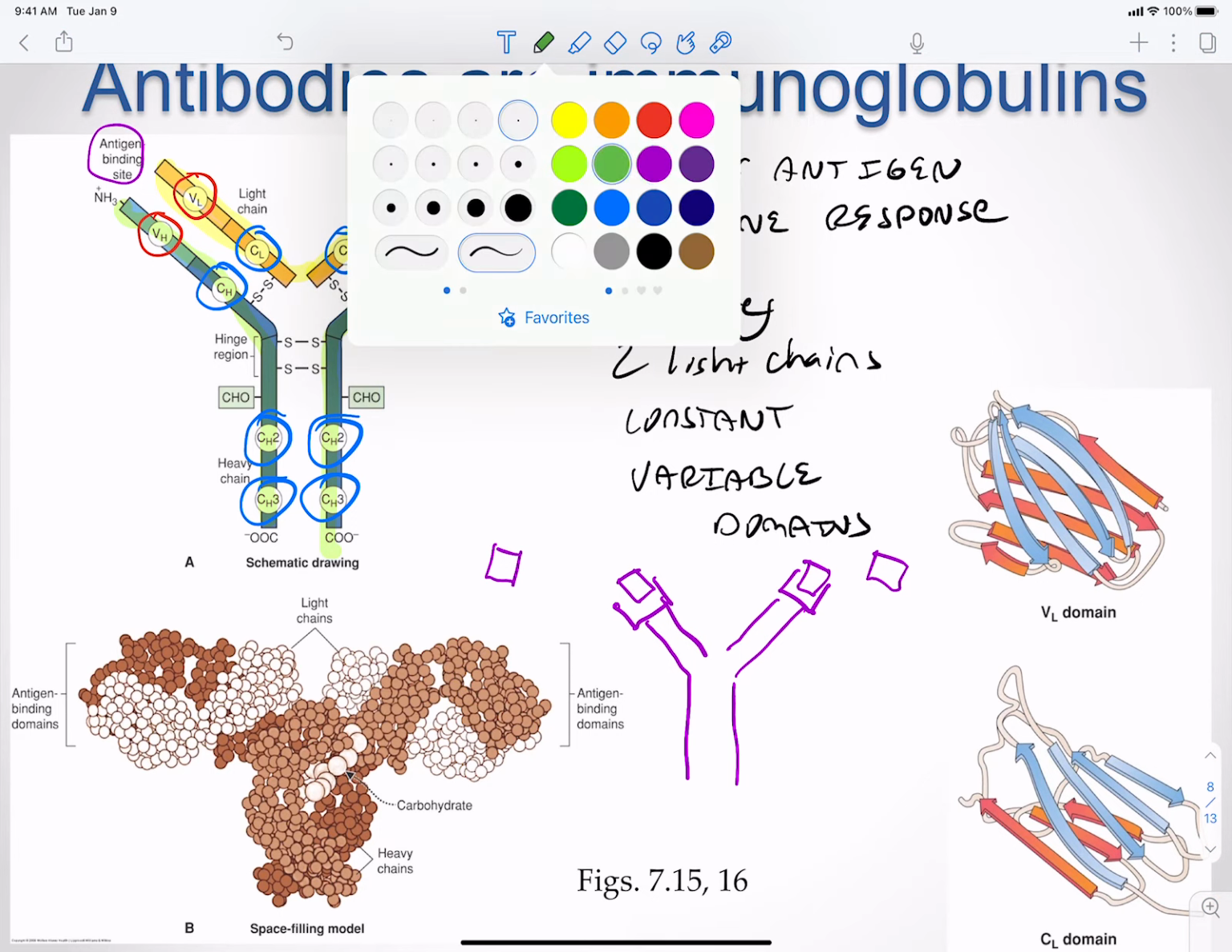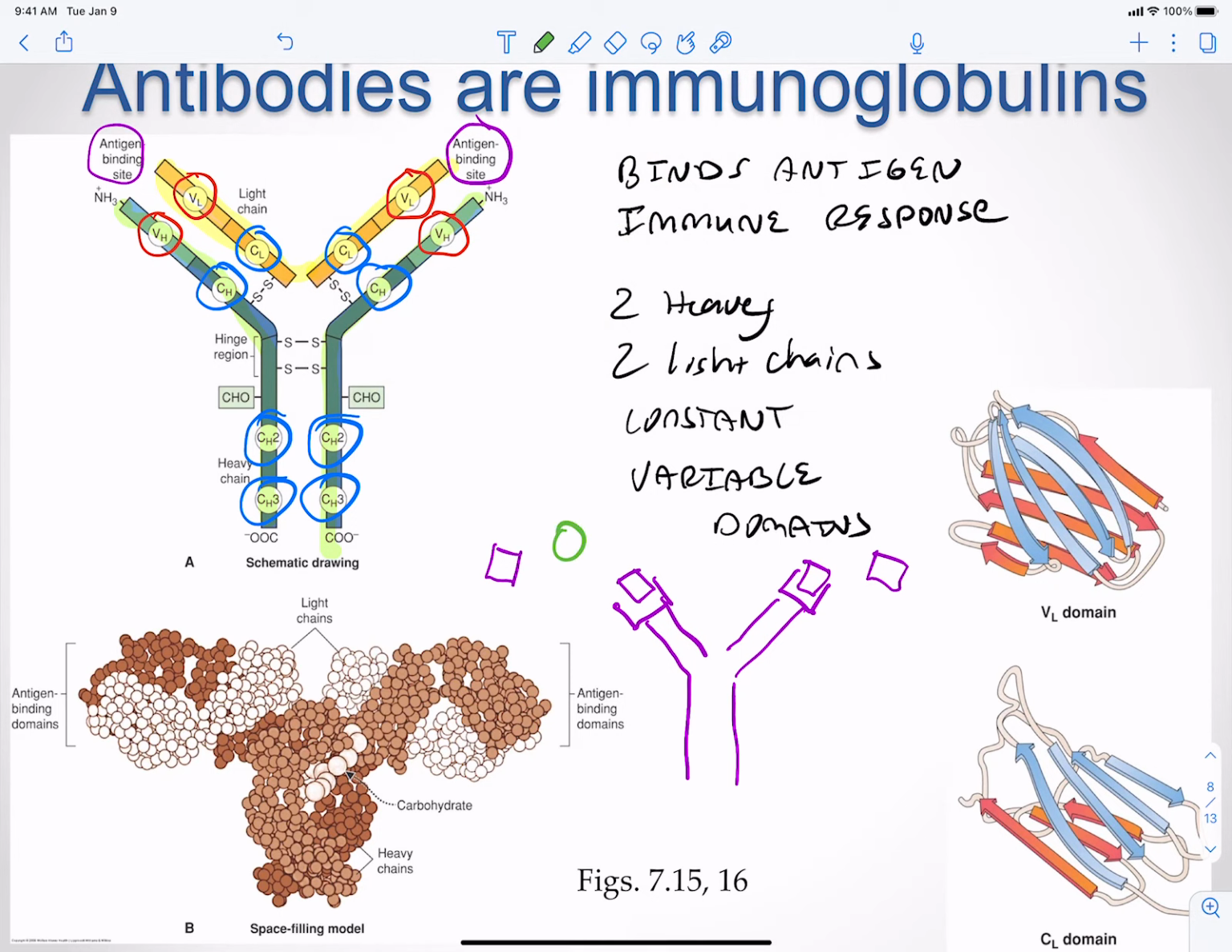If you had antigens that were circles, they cannot bind into this square, but they might have another antibody that has circle-shaped. And then now your circles can bind to the circle-shaped antibody. And so the specificity of the binding is on those variable regions, and the variable regions are made up of both the heavy and the light chain.